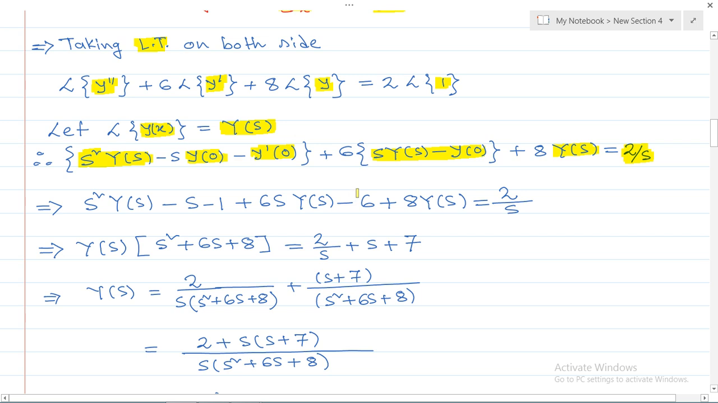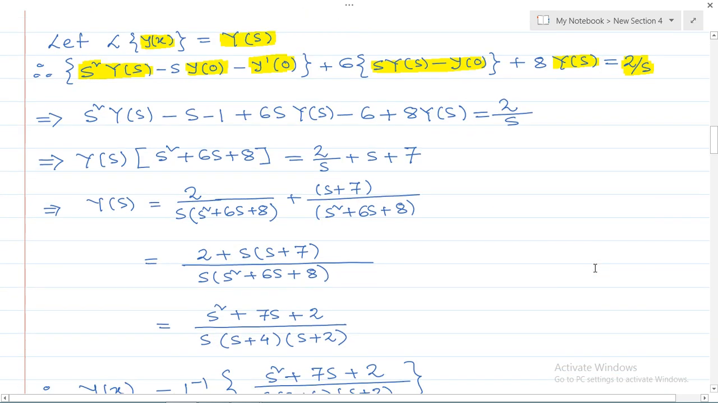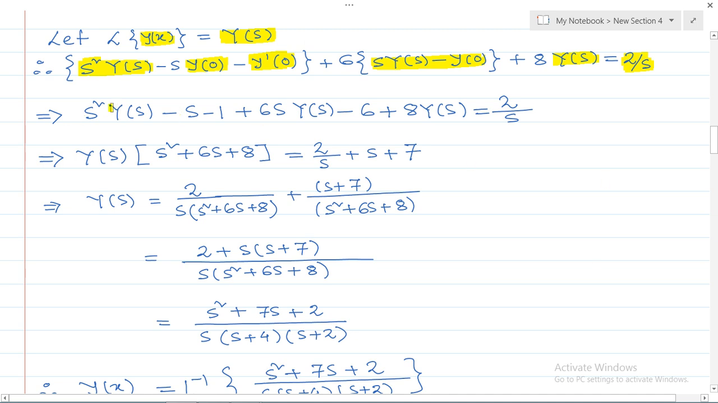Now what is the next step we have to do? In the given question you will see that the two values are prescribed. So here y(0) = 1, y'(0) = 1, both have been given. So we have to put y(0) = 1 and y'(0) = 1 and open the brackets. So what we get: s squared Y(s) minus s into y(0), which is 1, minus y'(0), minus 1, plus 6 into s Y(s) minus 6 into y(0) equal to 1. So it will become minus 6, plus 8 Y(s) equals 2 upon s. Now the next part is that we have to take the Y(s) term common.